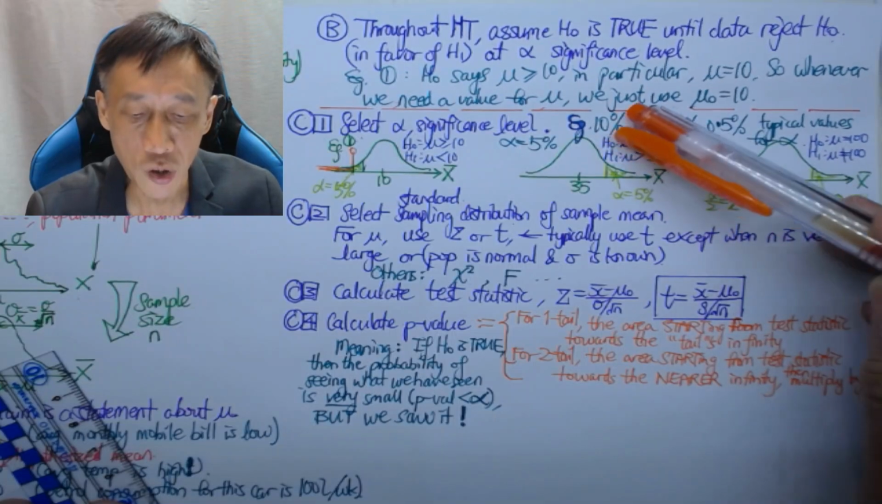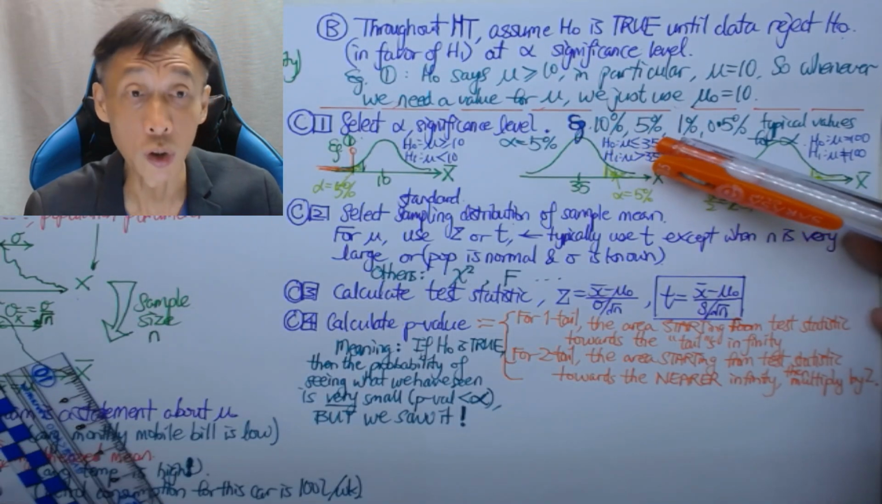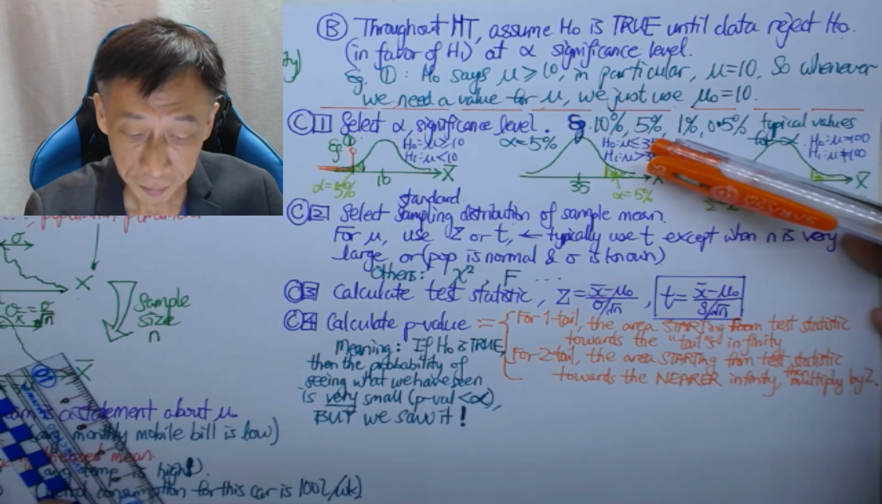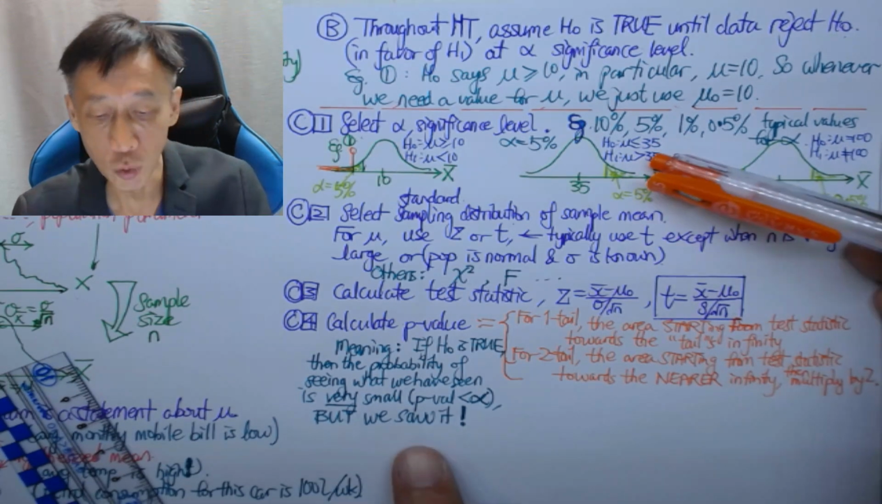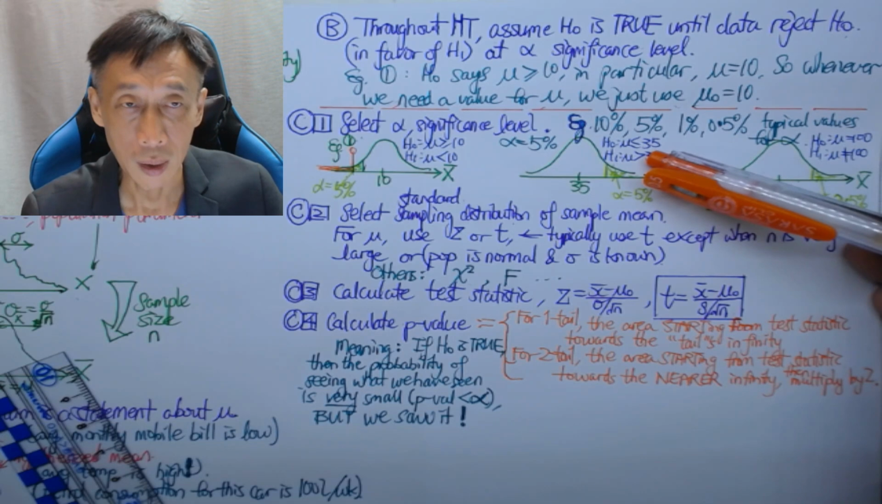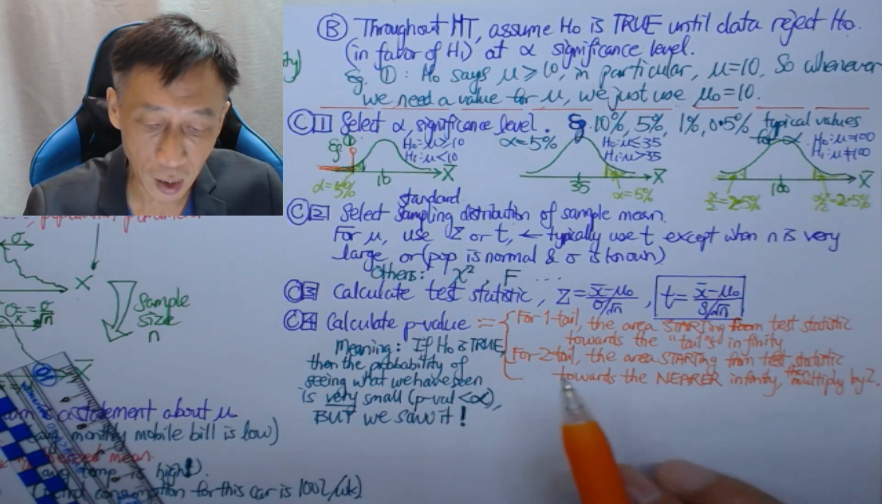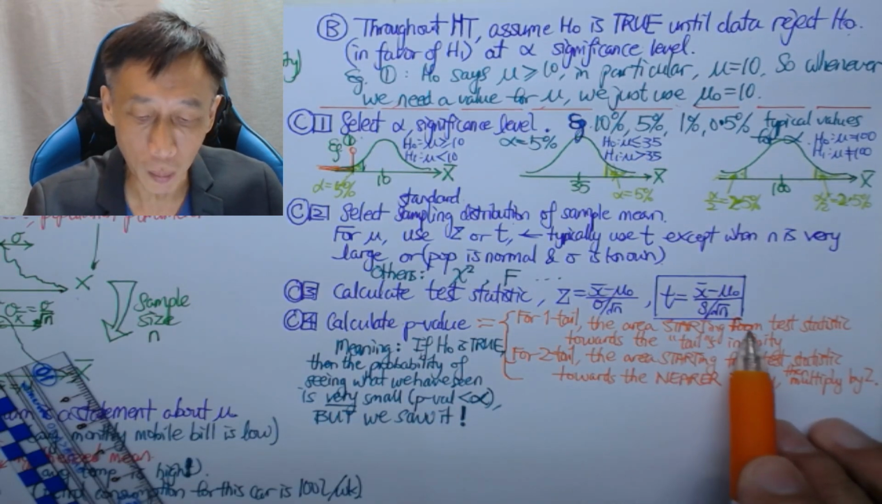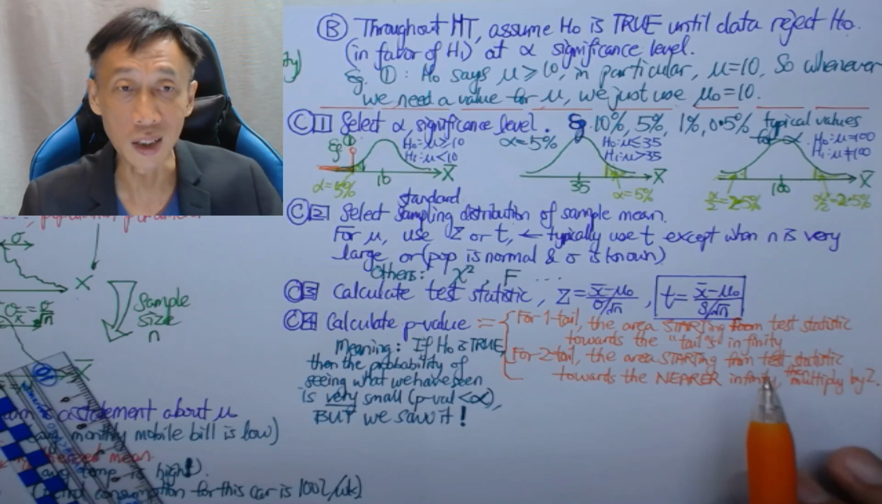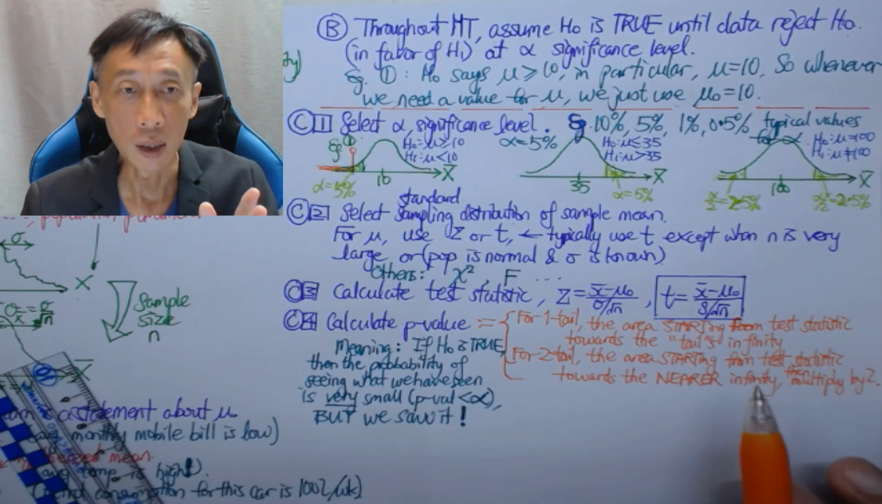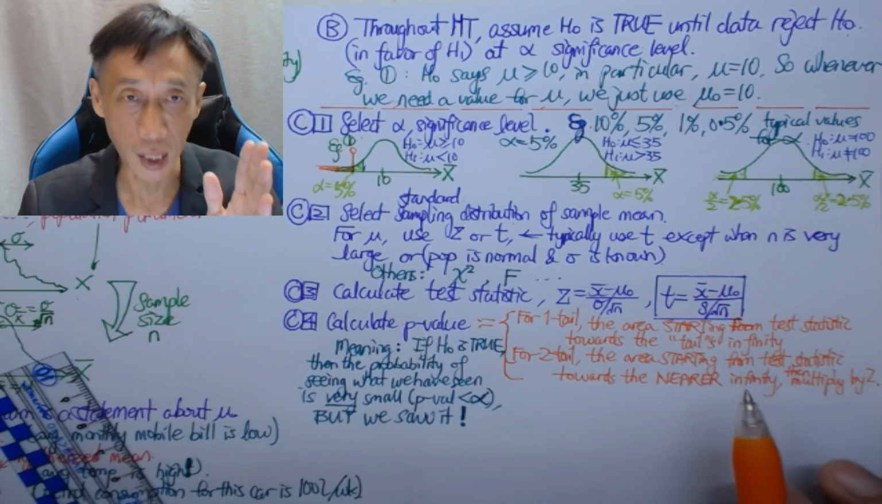So internationally, whatever we are testing, we're just going to pick 5%. When the p-value turns out to be 1%, what does that mean? You see that p-value always starts from the test statistic. In other words, it is anchored on the data.